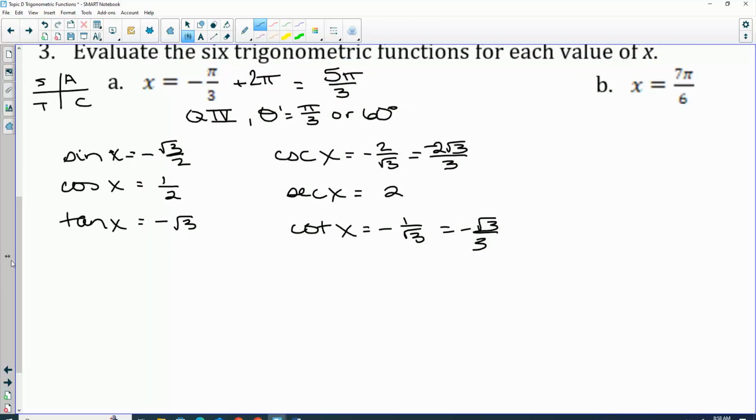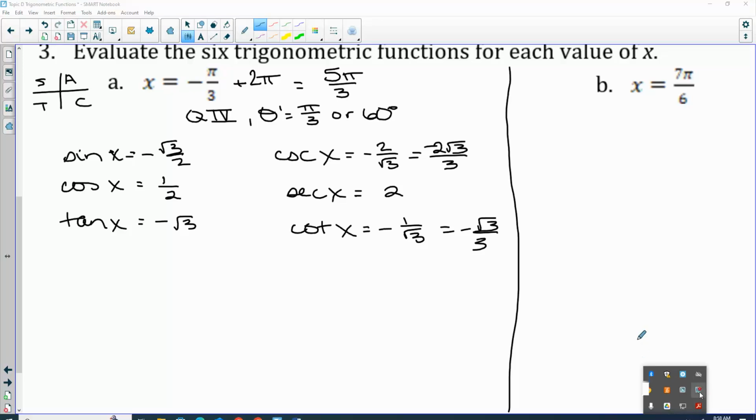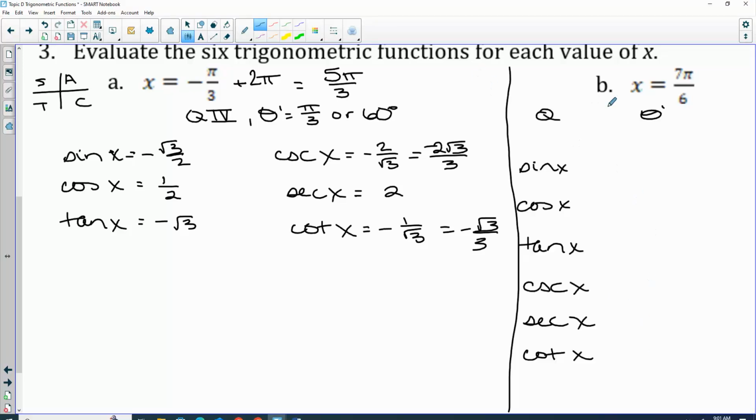Is that one okay? You guys try B and then we'll check it. What quadrant is 7 pi over 6? Reference angle is pi over 6, or 30 degrees. In quadrant 3, T for tangent, so tangent is positive, that means the others are negative. Cotangent would also be positive.